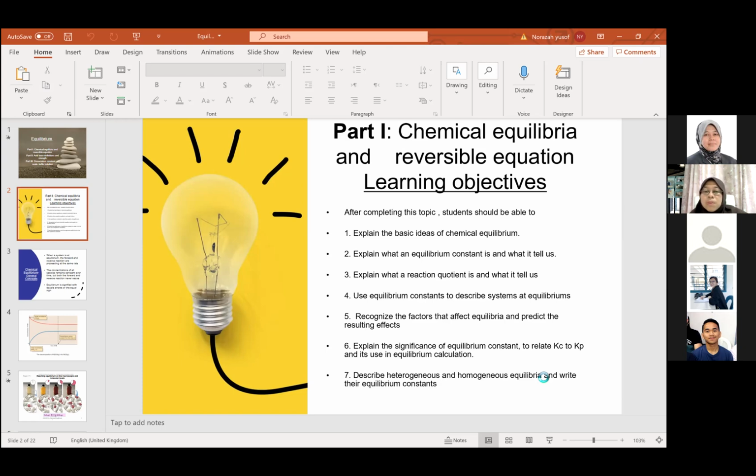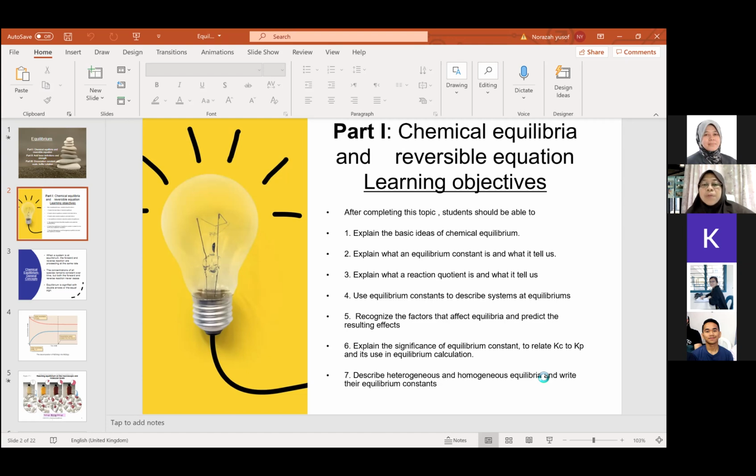Use the equilibrium constant to describe systems at equilibrium. Again, discussing the equilibrium constant. Recognize the factors that affect equilibria. Definitely, this is very important, to recognize the factors so that we can manipulate or control the equilibrium and predict the resulting effects. Once we manipulate or change it, we can try to predict what the result will be.